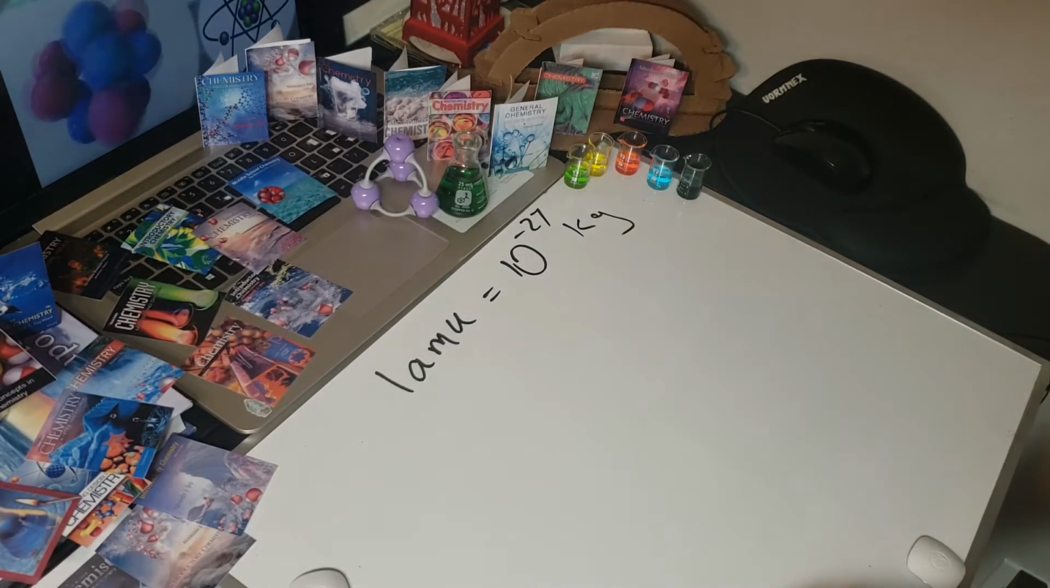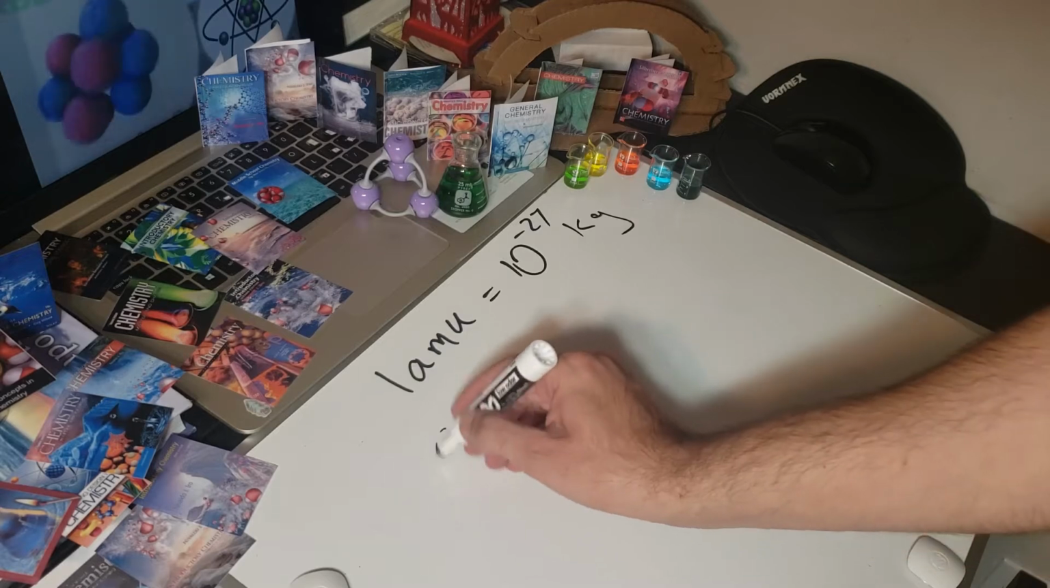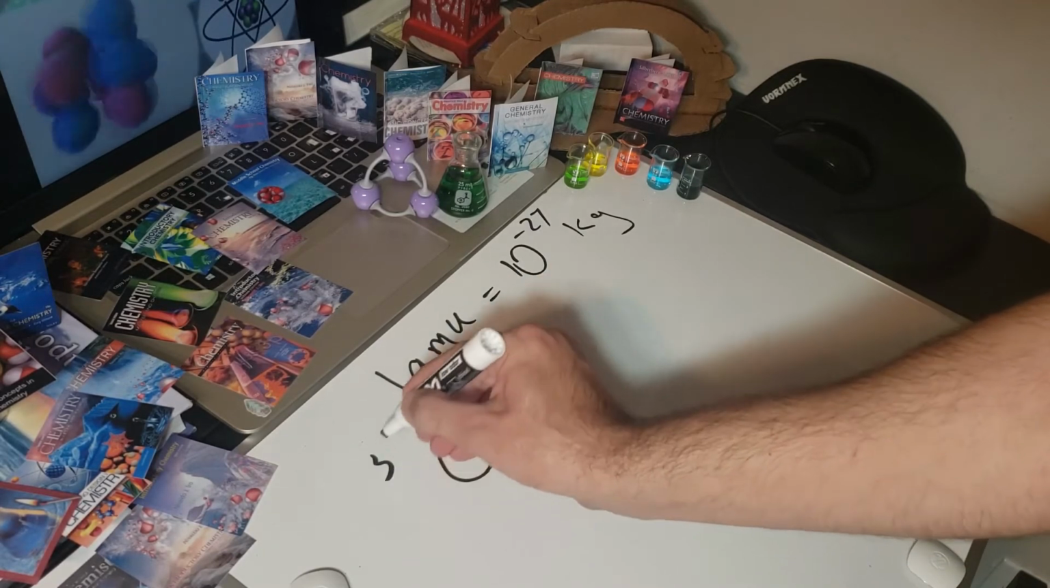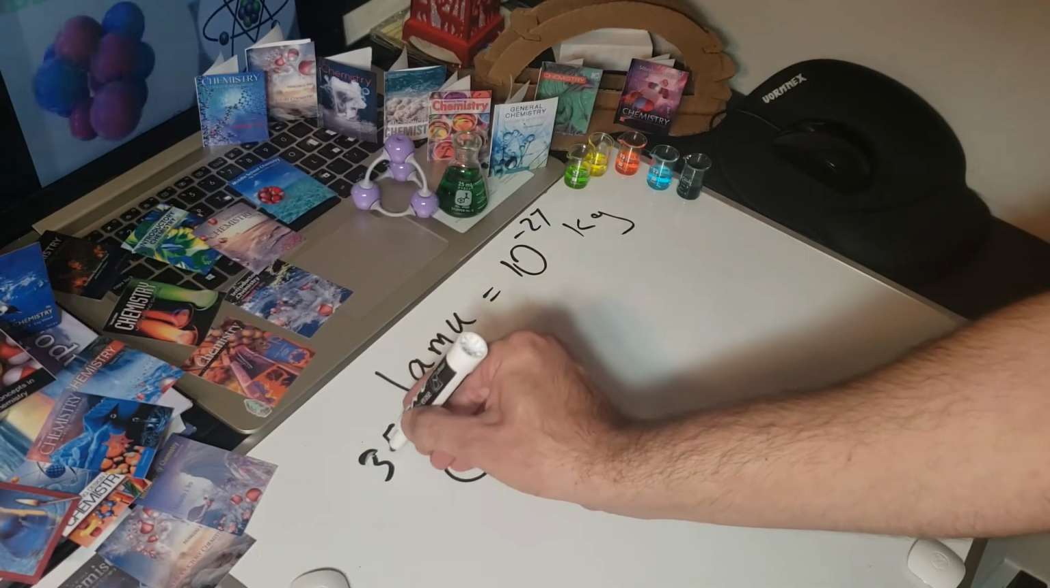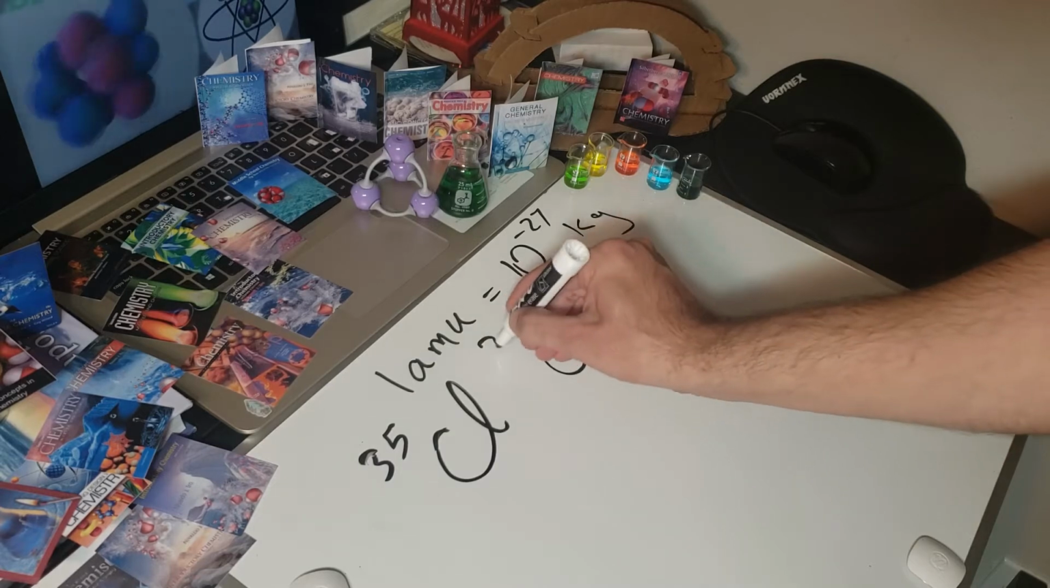Okay, now let's imagine a simple example of chlorine. We have a chlorine 35 and a chlorine 37.